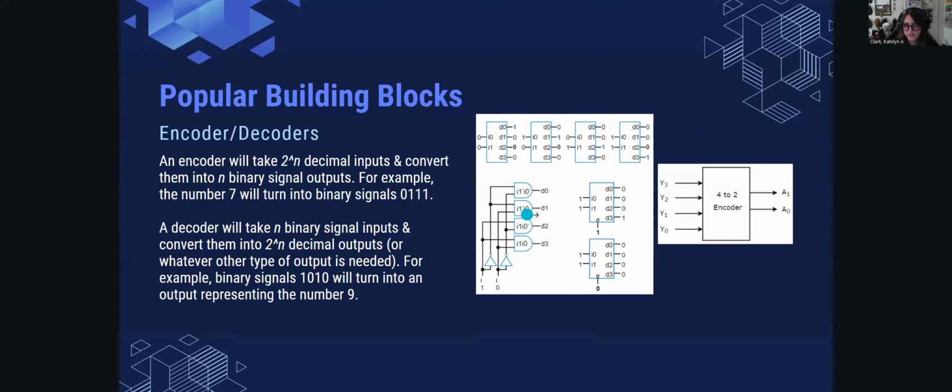So a decoder does the opposite. It takes those few signals and makes them into more outputs. So you're going from n to 2 to the n with a decoder.